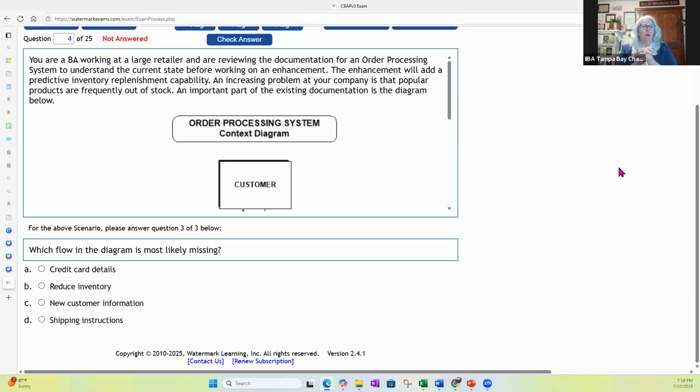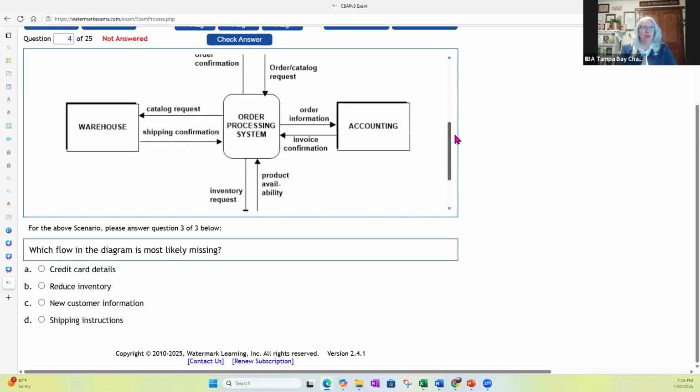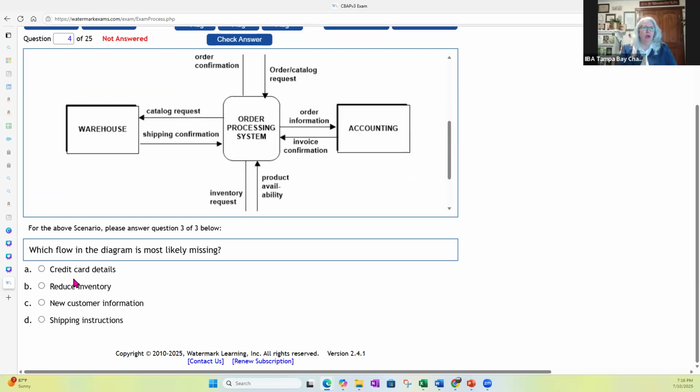Okay, which flow in the diagram is most likely missing? So let me move it down. We can move it up and down as we need to. Credit card details, reduce inventory, new customer information, or shipping instructions. I'll start from the bottom. Do we need shipping instructions?